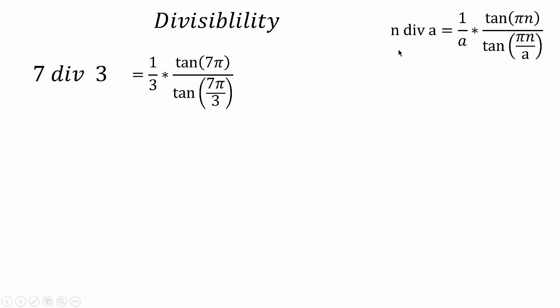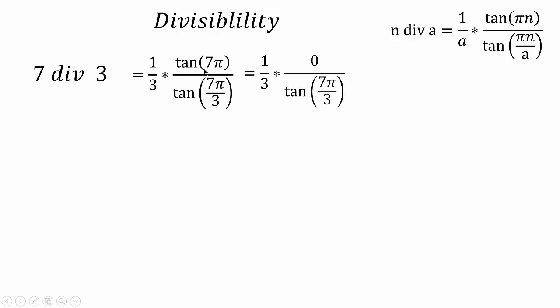This function is such that when n is divided by a, it will give 1 if n is divisible by a, and it will give 0 if n is not divisible by a. So let's consider n equals 7 and a equals 3 and plug these values into this function. So it will be 1 by 3, tan of 7 pi over tan of 7 pi by 3.